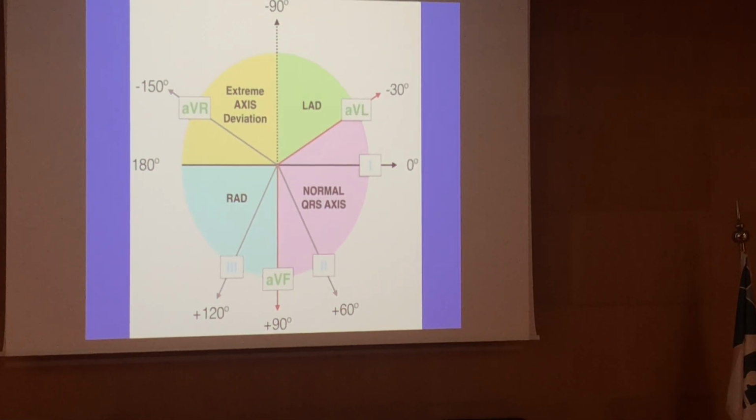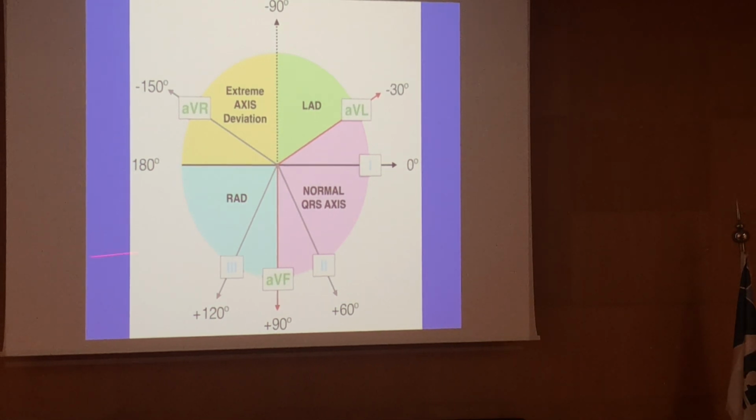So for left axis deviation, we look to lead 1 and AVF. If lead 1 is positive and AVF is negative, they are in opposite directions, so I look to lead 2. If lead 2 is negative, this is left axis deviation. If lead 2 is positive, no, this is still within the normal range, right?